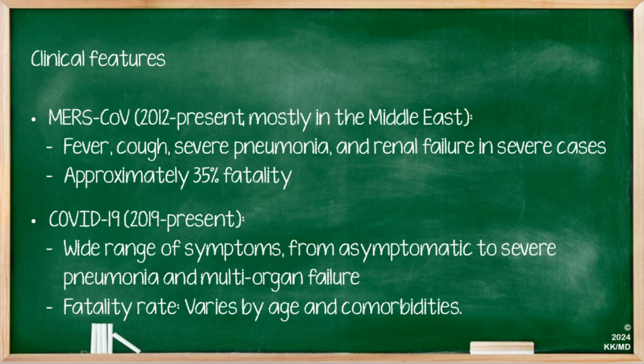MERS-CoV, which originally presented in 2012 and is still ongoing in the Middle East, presented with similar symptoms. The important thing is that this had a higher fatality, up to 35%. And then, of course, COVID-19, which has been present since 2019 until present, has had a really wide range of symptoms, ranging from being completely asymptomatic to having severe pneumonia and multi-organ failure. The fatality rate varies significantly based on age and the state of comorbidities.